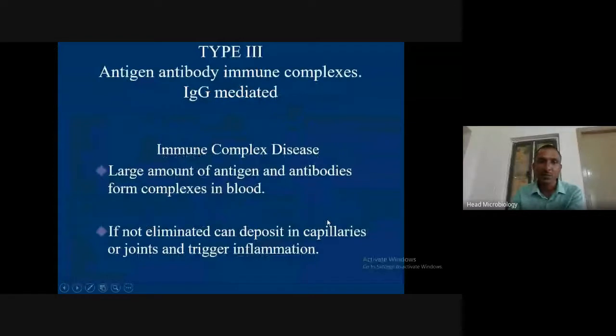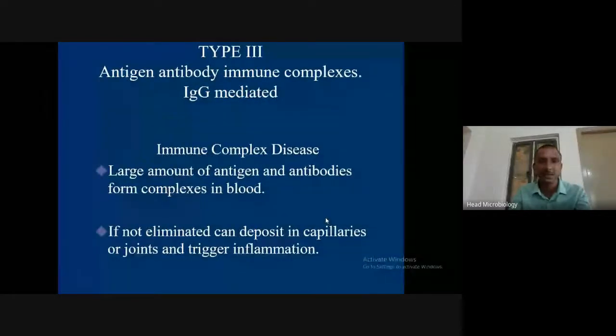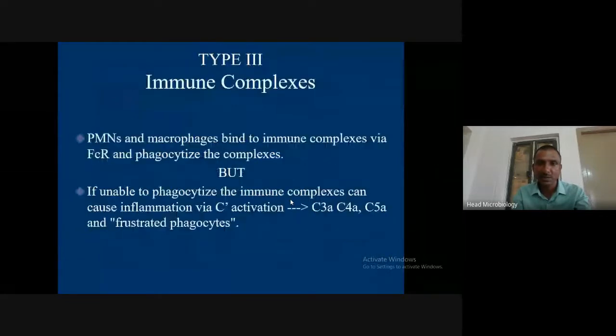And coming to type 3 hypersensitivity, the immune complex disease. A large amount of antigen and antibodies form complexes in the blood, and if not eliminated, they can deposit in the capillaries and trigger inflammation. Immune complexes are normally cleared via Fc regions and phagocytosis, but here there is no phagocytosis.